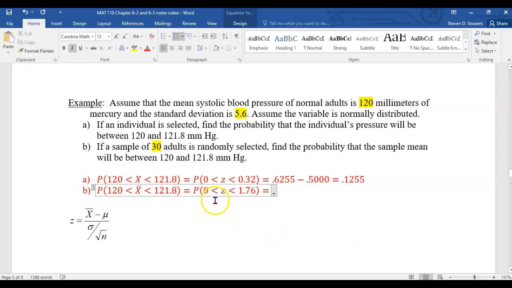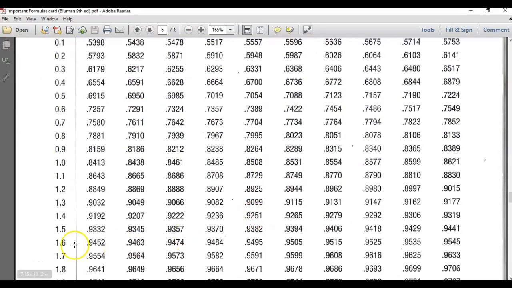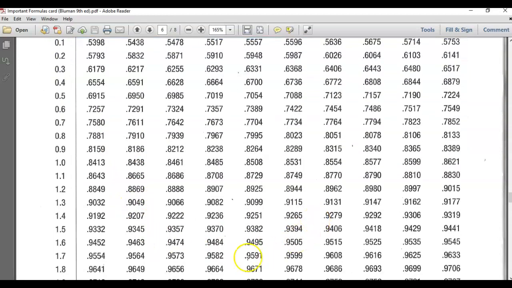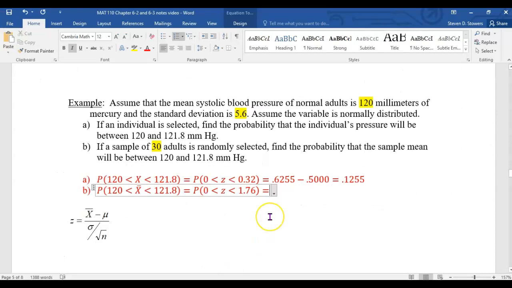Now I've got to look those z's up on my table. When I look up 1.76, I see 0.9608. And when I look up 0, I get 0.5000. So 0.9608 minus 0.5000 gives me my answer of 0.4608.